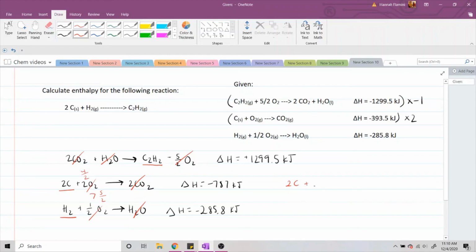So I'm just going to rewrite it again. 2C plus H2 goes to C2H2. And then what we're solving for is delta H. So to do that, to get delta H of the reaction, we just have to add together all of our delta H values, the modified delta H values. So 1,299.5 minus 787 minus 285.8 gets you a delta H of reaction equaling positive 226.7 kilojoules.